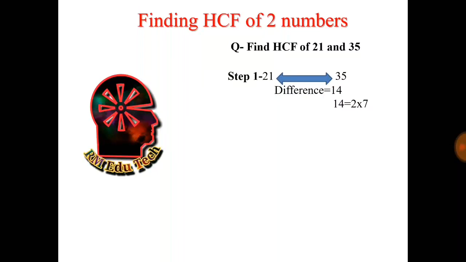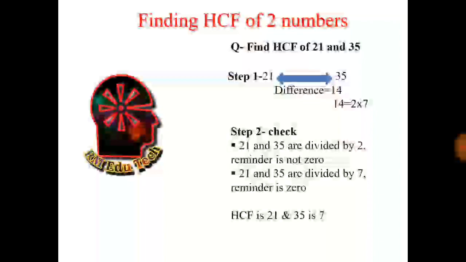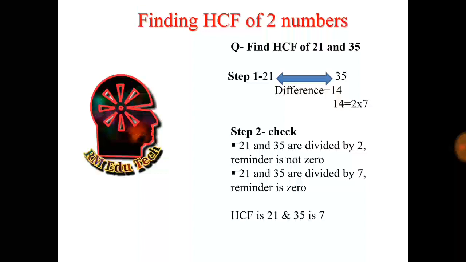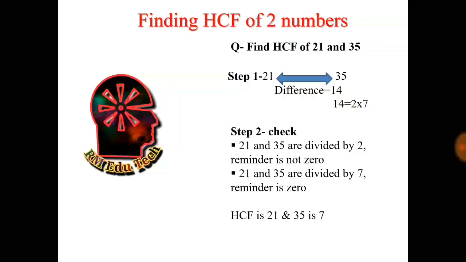So let's check for 2. Divide both numbers by 2. When we divide 21 by 2, the remainder is present. That means the answer is in decimal numbers. If we divide 35 by 2, the answer is in decimal. Cancel the 2. Now check for the 7.